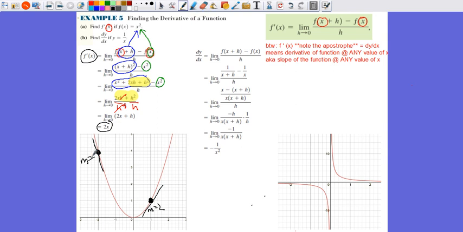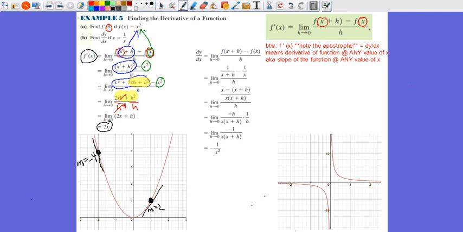This slope is negative 4. That's terrible, let me redo this. The slope is negative 4.